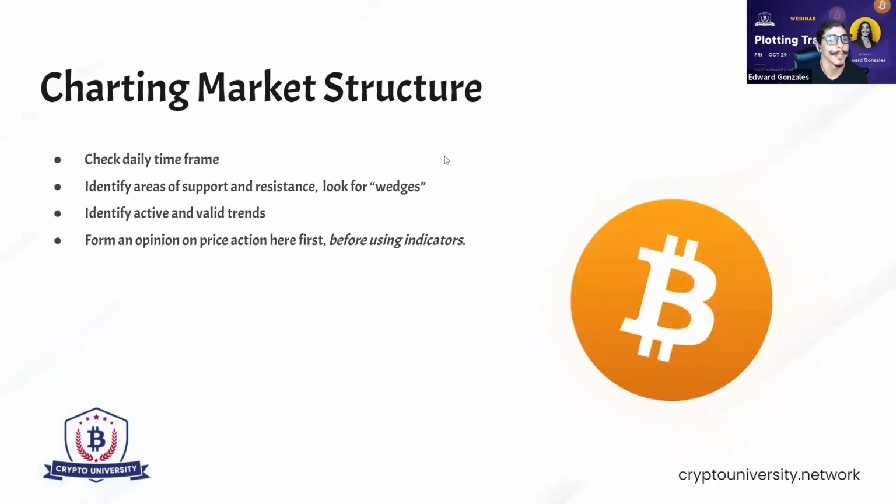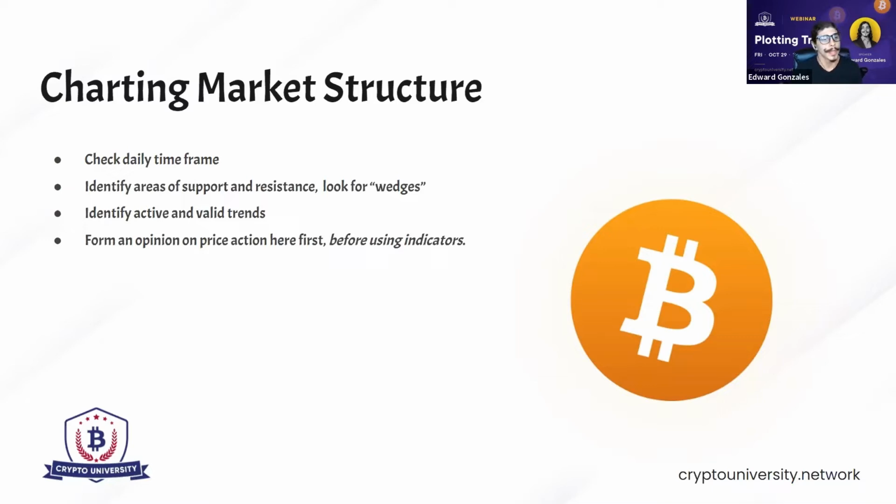I am super excited. First, we're going to be charting market structure. So we're going to check the daily time frame. On this daily time frame, we're going to identify areas of support and resistance and look for a possible wedge. Trading a wedge or an outbreak is generally a safer area to set up a trade. I'll show you what a wedge looks like if we can find one. We're going to need to identify an active and valid trend.